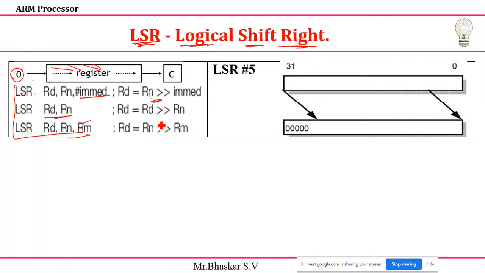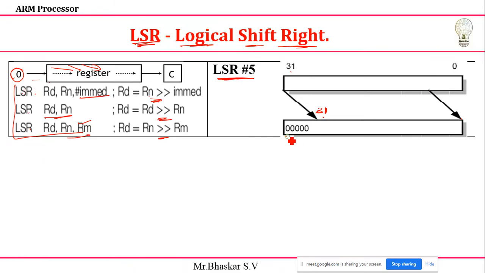Right side, and fill the values. According to this example, you can see I have a logical shift right of 5 positions. Now the 31st bit will come to here, and now you tell me what bit value it will come to last. Here the 31st bit will come.